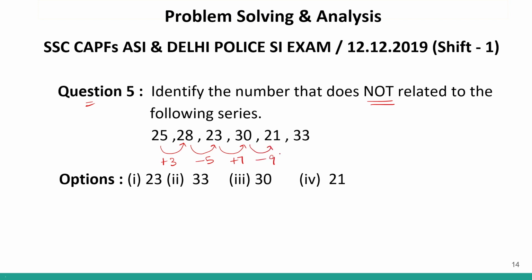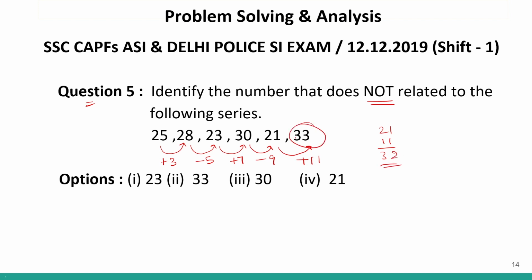So very clearly there is a pattern that each consecutive odd number is being added and then subtracted. So the next logical step will be plus 11. Correct? So 21 plus 11 will give me what? 32.